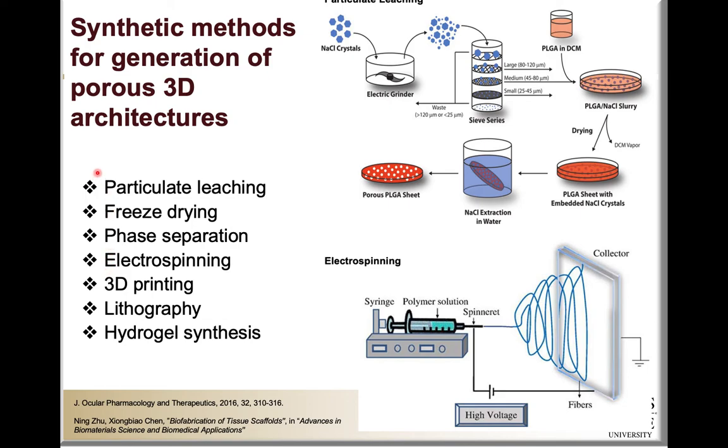So the methods include particulate leaching, which is shown here on the top right. Basically, in particulate leaching, you would use particles, typically of a salt, for example here sodium chloride, that would be ground into small particles of different sizes that you might want to utilize. You then would apply those small salt crystals together with a solution of the polymer in dichloromethane. In this case, they're showing polylactic-co-glycolic acid.